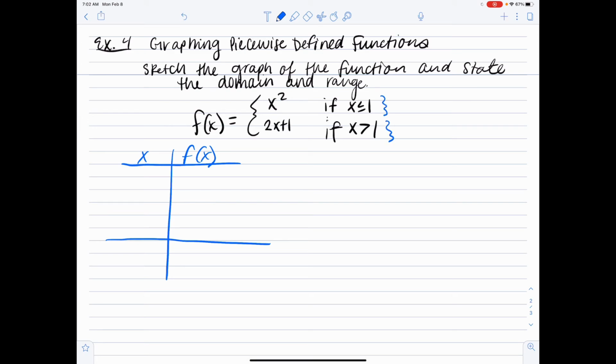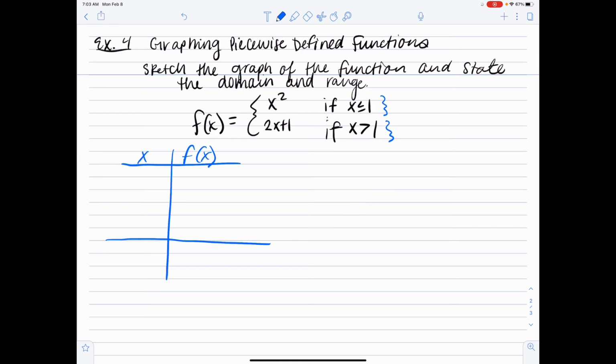So the first function is x squared. So we already graphed that above. It should look like this, but it actually only goes up. X can only be less than or equal to 1. So it's actually going to be all negative values, and it's going to stop at x equals 1. So that's what we're going to graph for that one. And the bottom one is 2x plus 1. That's a linear function. So it's going to be a line. So that's what our piecewise function is going to look like.